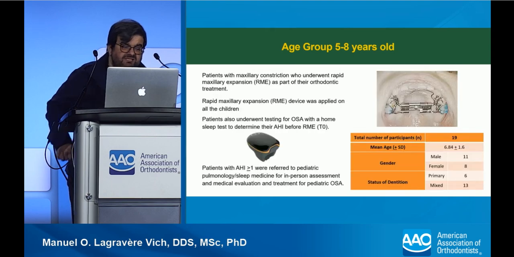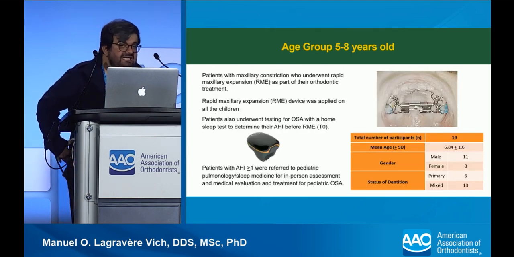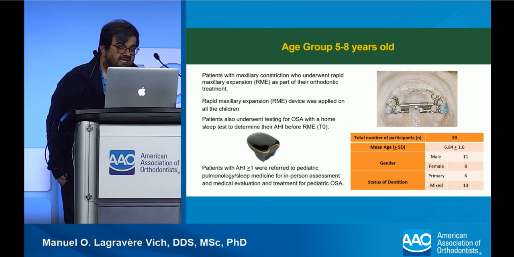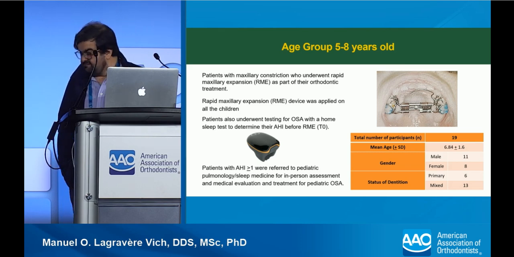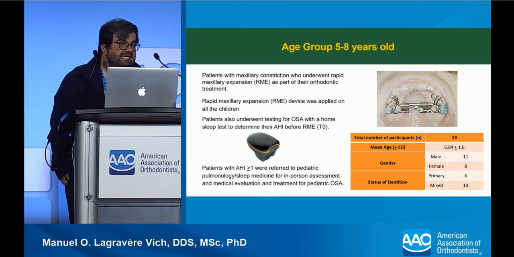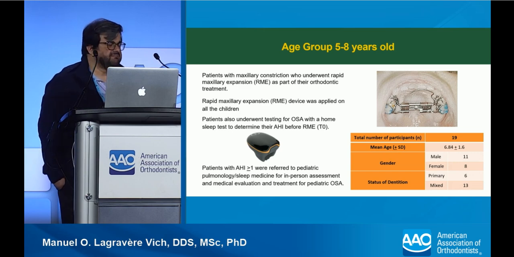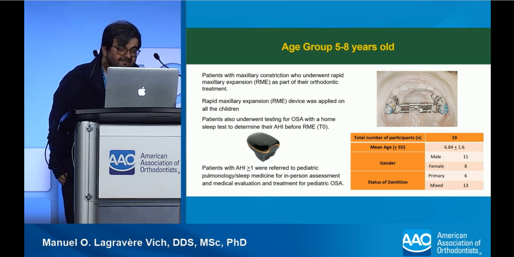So what do we do on these patients? Basically, these patients needed expansion because of skeletal deficiency, not just because they had airway problems. They presented a skeletal problem. The RME was placed on all the children, and all the children also had a take-home test to analyze their AHI. In this case, we used the sleep ring, which has been validated for children and adults. Patients that presented an AHI greater than 1 were also referred to pediatric pulmonology sleep medicine for the in-person assessment to continue their treatment.